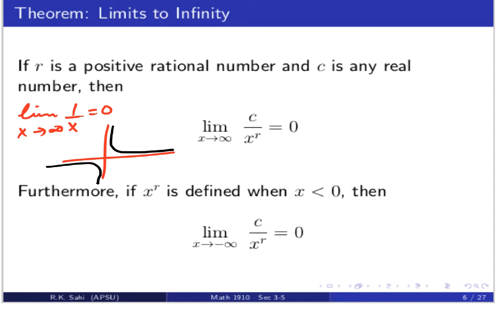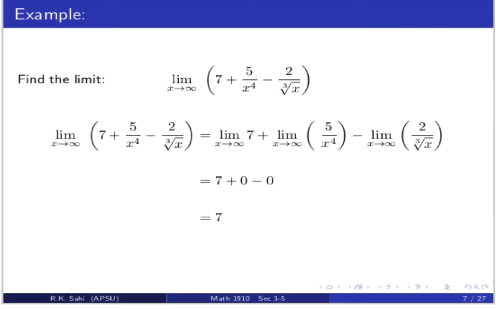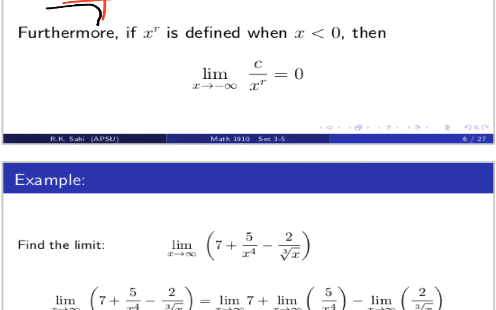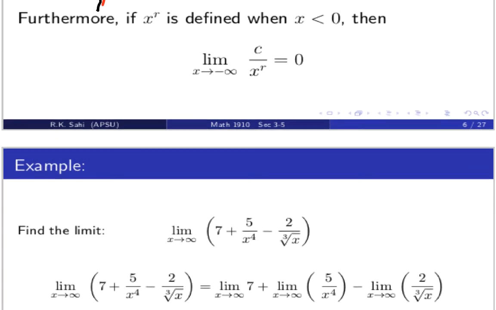Now, time for examples. Okay, so let's look at this first. This is the scenario. It says, find the limit as x approaches infinity of this expression (7 plus 5/x) over (4 minus 2 over the cube root of x). Now remember, we are going to apply what we learned very early in the limits chapter, that the limit of a sum of functions inside an expression is the sum of the individual limits. So that's what it's doing. So the limit of 7 plus the limit of 5 over x, minus the limit of 2 over the cube root of x.